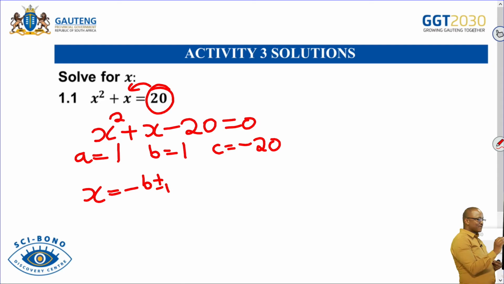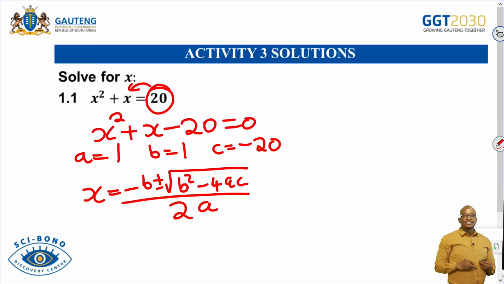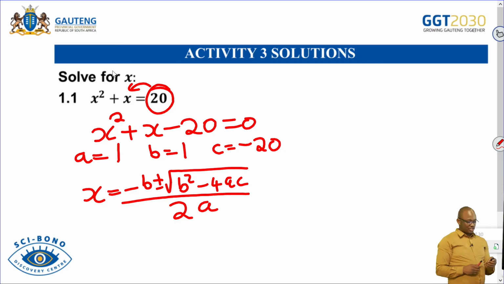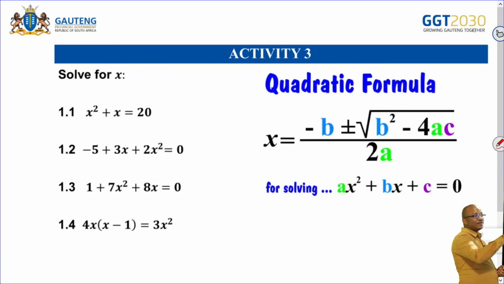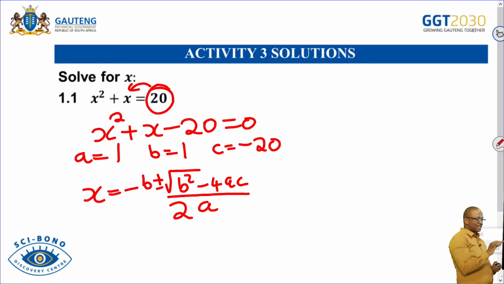Minus b plus minus the square root of b squared minus 4ac, all over 2a. Check how I've written my quadratic formula. I've written it the way you will see it in the question. Remember, the square root must cover everything. The division sign must start from negative b up until the end of the expression there at c. So what we see is learners writing the square root like that, the division sign like that.